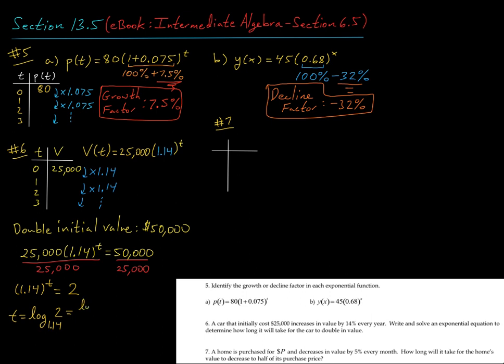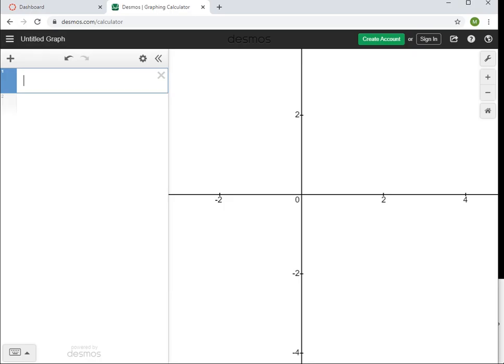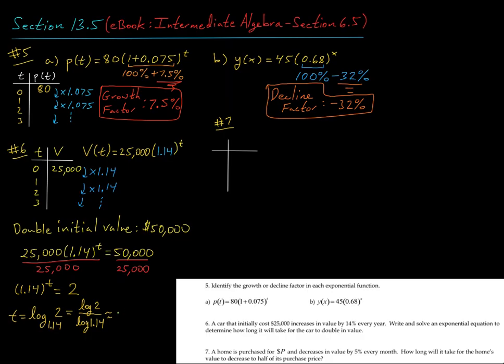Now I can go ahead and use that change of base formula to get an approximation to this value using our calculator. I'm going to take the log of 2 divided by the log of 1.14. So let's go ahead and do that here. So log 2 divided by the log of 1.14, that's about 5.29. So it's going to take about 5.29 years for the car's value to double from this initial value of 25,000.